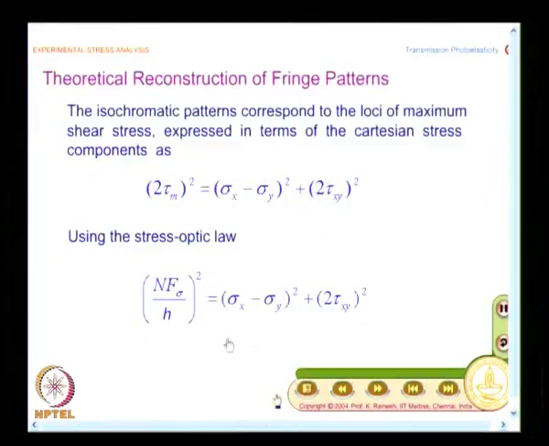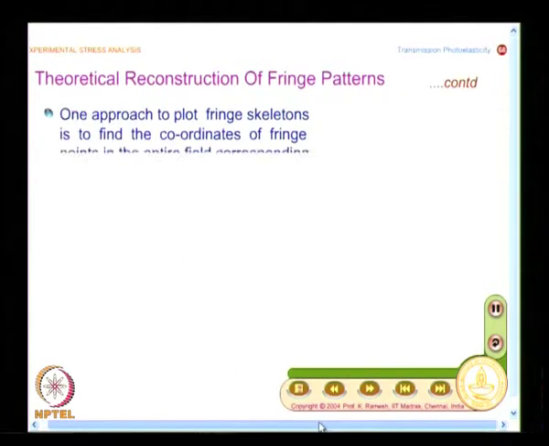Suppose I look at this expression, I have N F sigma by H whole squared equal to sigma x minus sigma y whole squared plus 2 tau x y whole squared. I have sigma x is a function of x comma y, sigma y is a function of x comma y, and if you really plug in those values, invariably this will be a nonlinear equation. And if you have a nonlinear equation, when I want to do the estimation of x comma y for a given value of fringe order n, it becomes iterative. And let us look at what is the difficulty there.